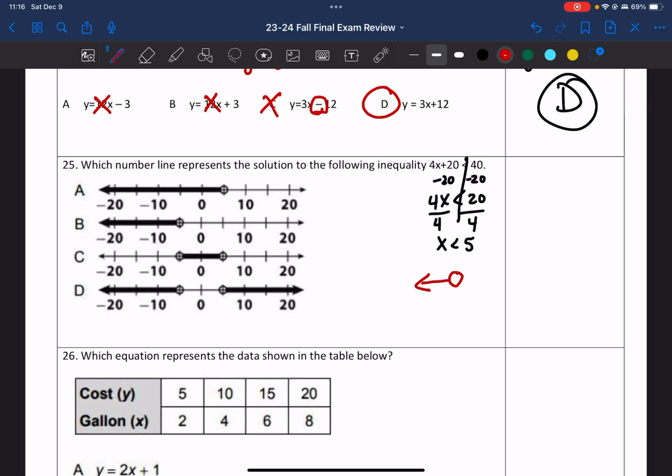Okay, so it cannot be C. It has 2 open. Okay, can't have that. This one also has 2 open. Can't have that. Okay, so the only one that I can see, if I look here, this is in the positives, so that cannot be it either. It has to be B. Okay, so our answer for this one is going to be x is less than 5, and it's going to be open at 5, going to the left.